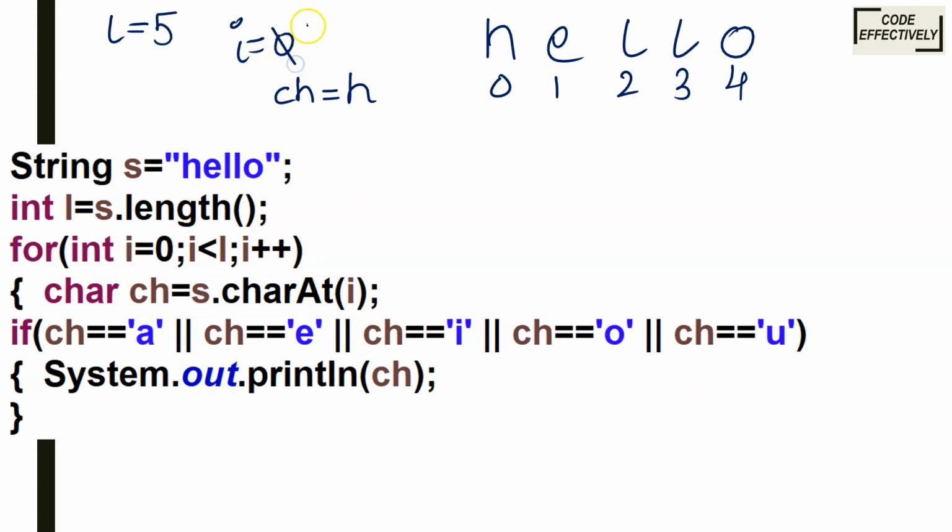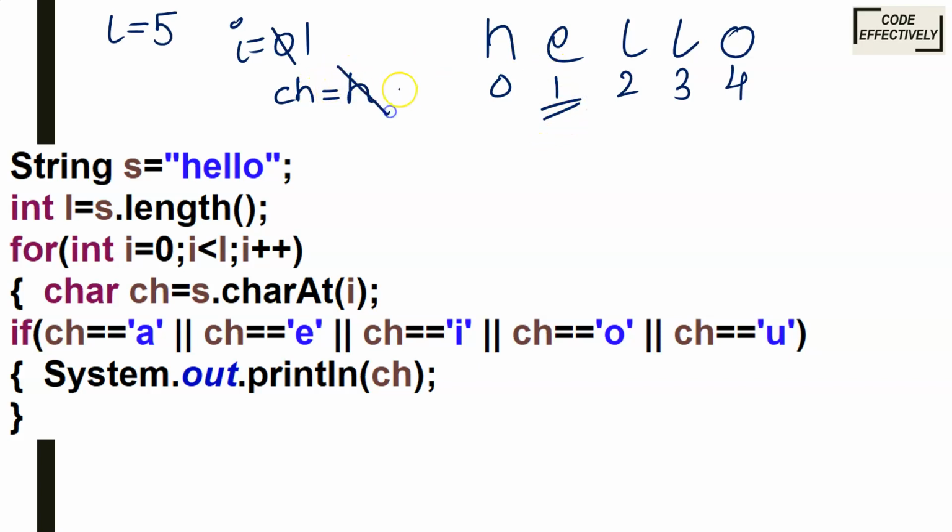Now the value of i comes out to be 1. It will check, is i less than l? 1 is less than 5. Yes, the condition is true. It will come inside the for loop. Again it will extract the character, ch equals s dot charAt(i). Now what's the value of i? The value of i is 1. So it will take ch equals s dot charAt(1). What is the character at index 1? It is e.